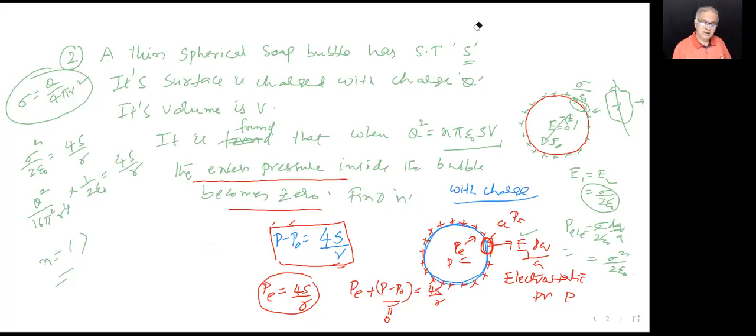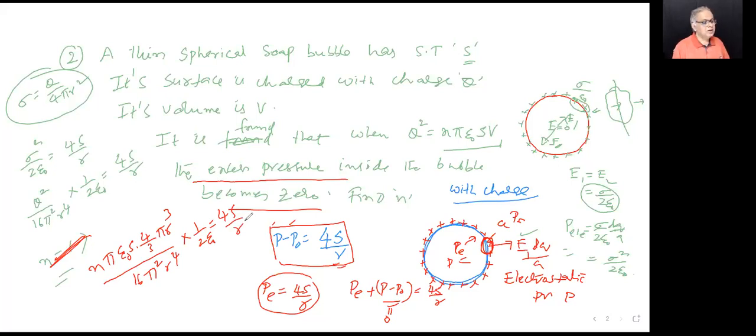So it gives n that way. So I'll write n pi epsilon 0 S into 4 by 3 pi r cubed by 16 pi squared r to the power 4, 1 by 2 epsilon 0 is equal to 4S by r.